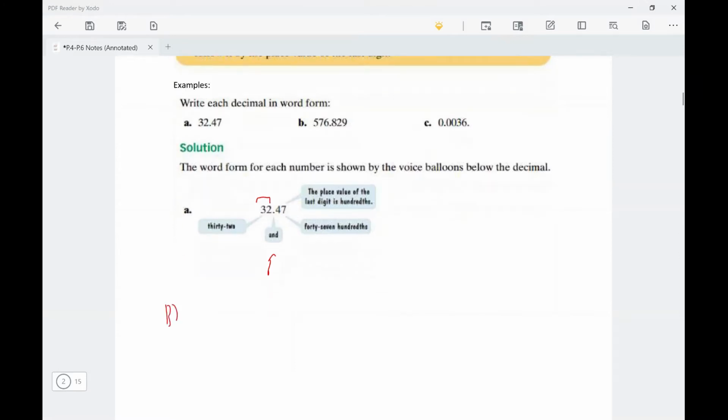For part B, it looks like we have 576. And so that and is going to represent the decimal point. And it looks like we have 829. And then it looks like that's the thousandths place, right? So we have 829 thousandths.